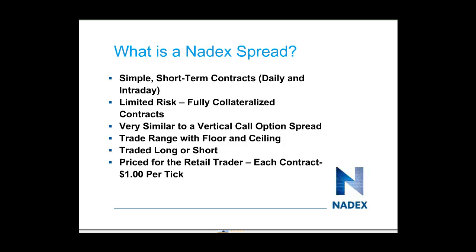It could be a vertical call option spread. It could be a vertical put option spread. Floor and ceiling. And we're going to take a look at the charts with this because I think it'll really help explain the contract and how it trades. They're all priced for the retail trader. So $1 per tick on all of the contracts. And you always know your risk up front.